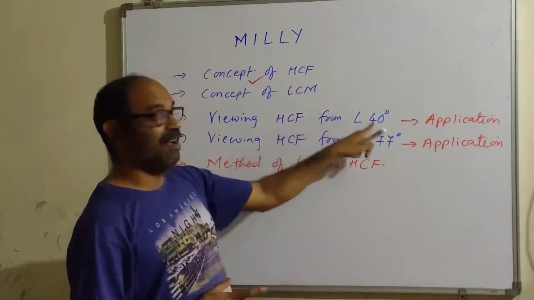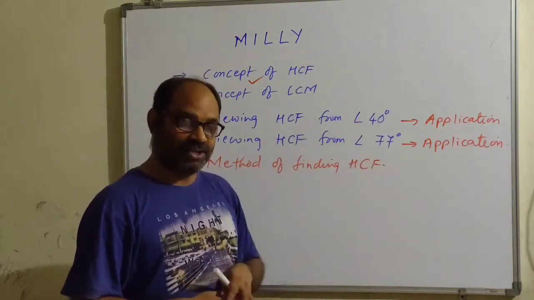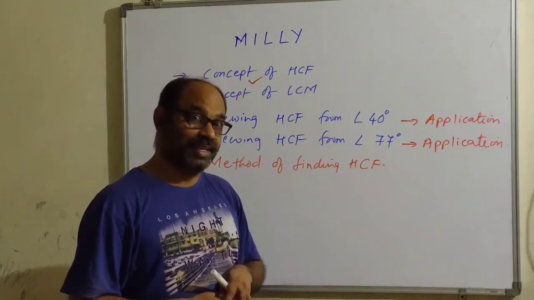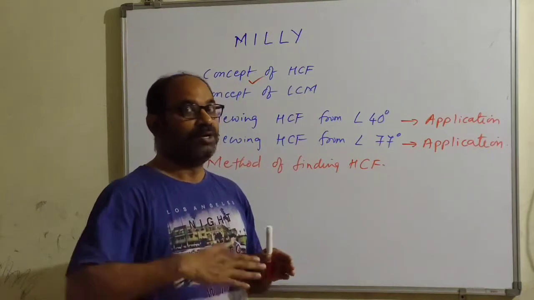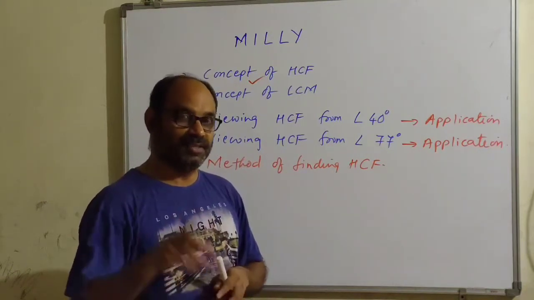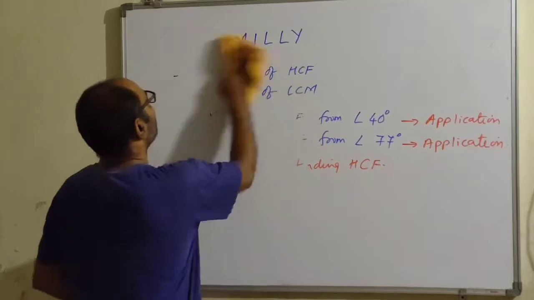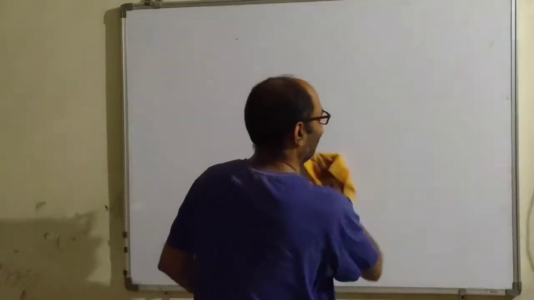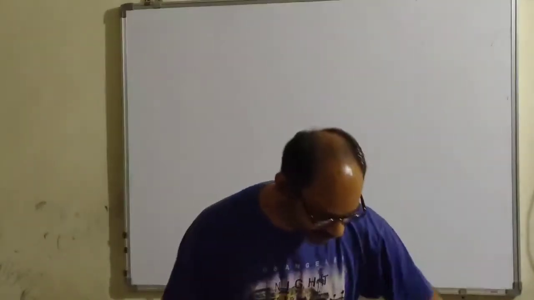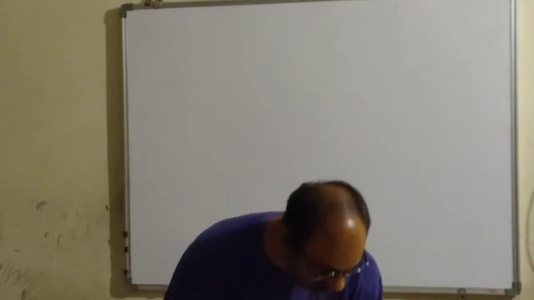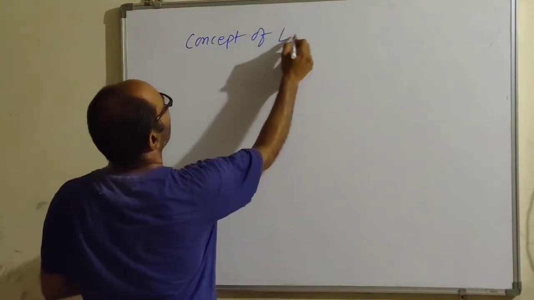Then viewing LCM from angle 40 degree, viewing LCM from angle 77 degree. Then its application. Today we are going to also see Euclid's algorithm and how we can use Euclid's algorithm to represent integers differently. Okay? So let's see the concept of LCM first, correct? Okay. Let's see first the concept of LCM.